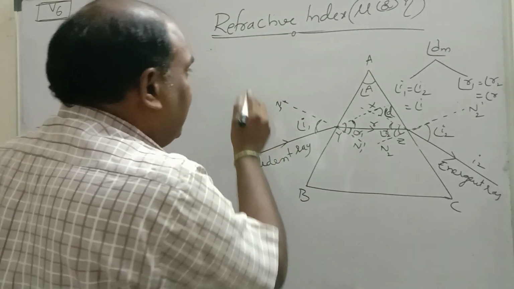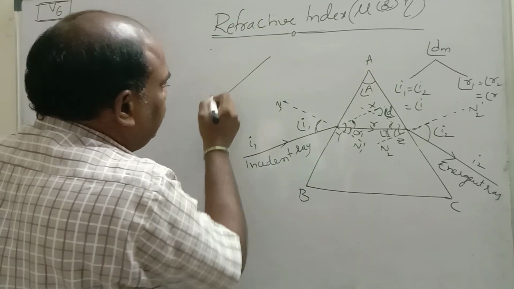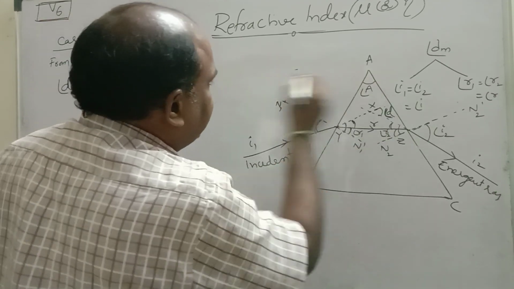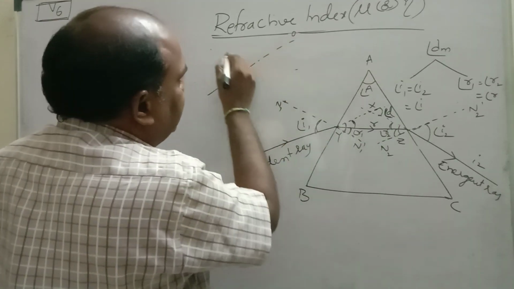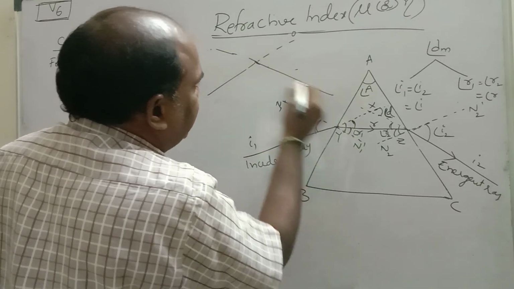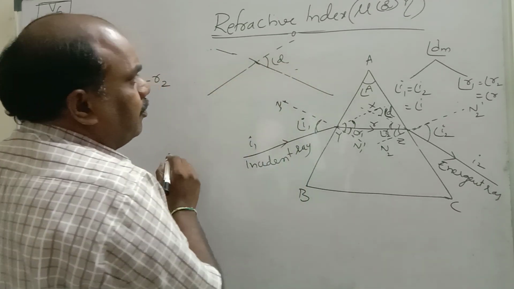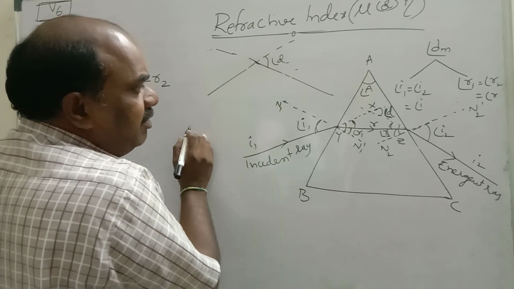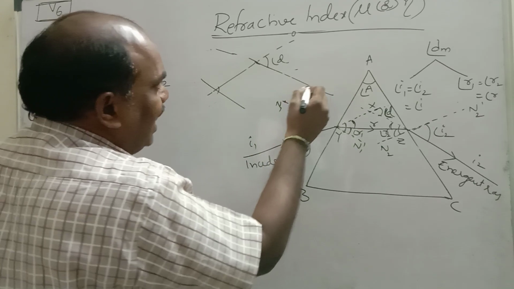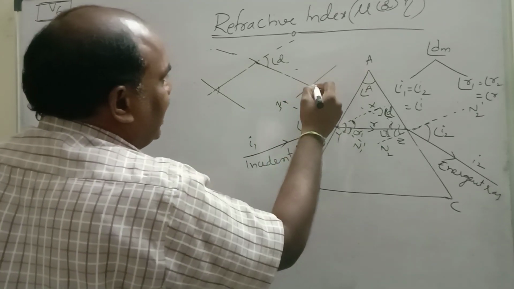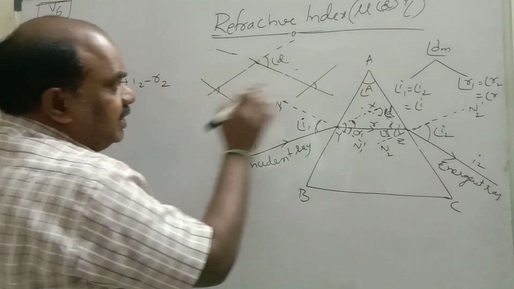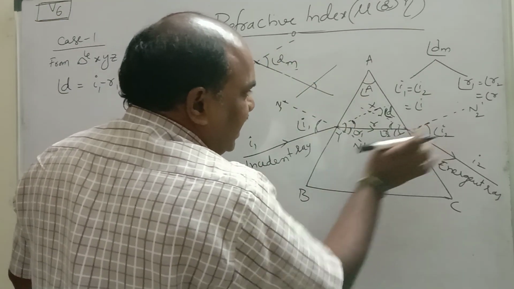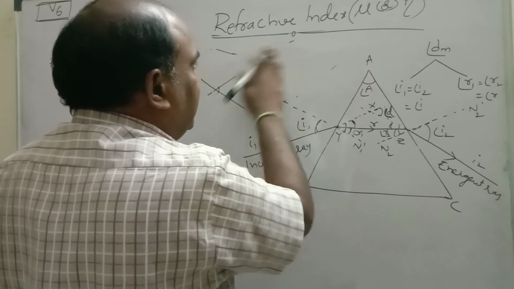Very important. Once again, I will draw here. This is the incident ray, this is the emergent ray. See, the extended incident ray and the extended emergent ray. This angle is called the angle of deviation. This angle of deviation will be minimum if these two angles are equal. Only then minimum deviation takes place. Minimum deviation means these two angles will be equal.